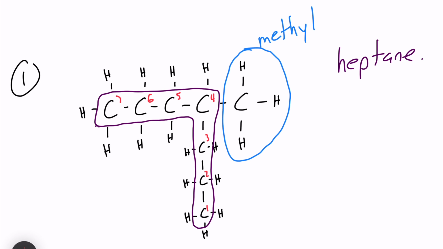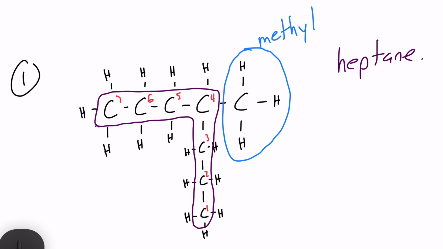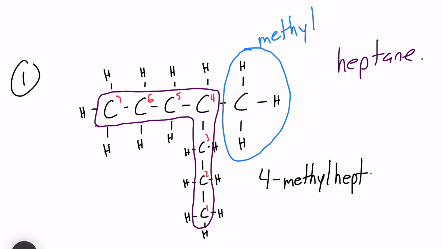So we can start off with writing, I'll switch colors back again here. Our substituent is attached to the 4th carbon, and it is called a methyl group. So we have 4-methyl, and our longest parent chain is heptane. So we have 4-methyl. 4-methyl heptane is the name of this hydrocarbon.